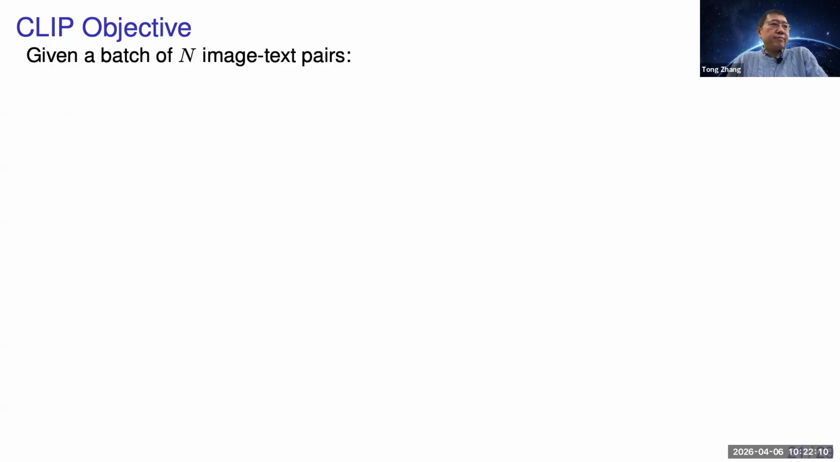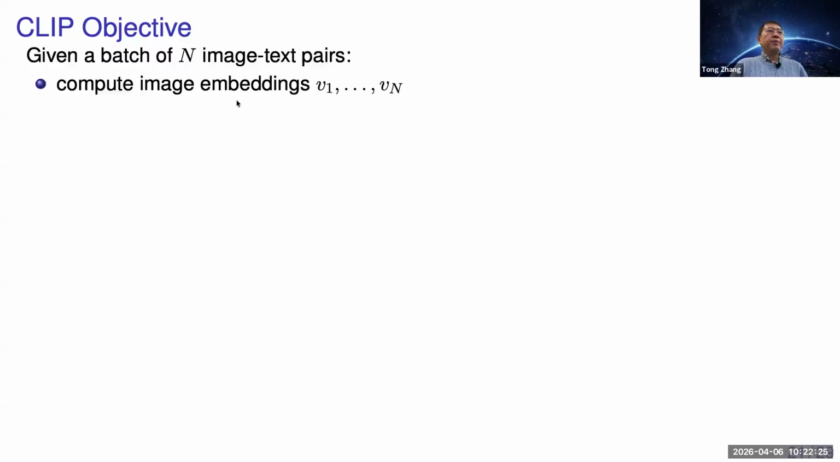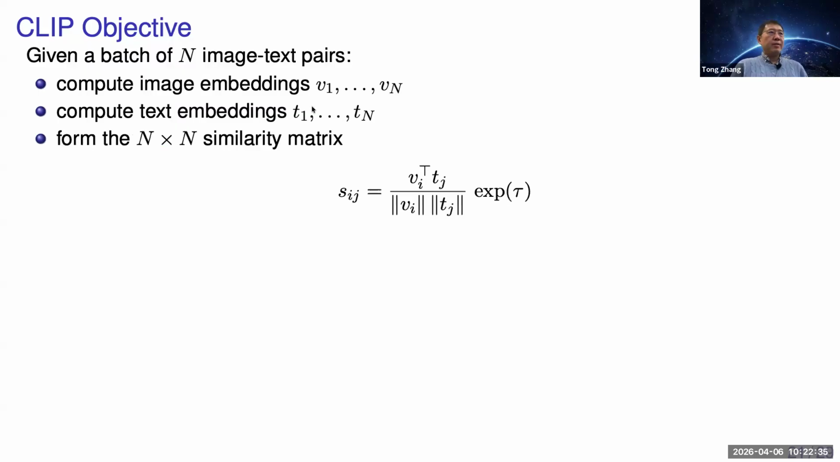So let's look at the CLIP objective. This one is pretty standard. We already talked about that. When you look at the picture, you already see it's a batch of N image-text pairs. Compute the image embeddings, say using ViT, and text embeddings, say using BERT. Then you align them. You form a similarity matrix. This is basically cosine similarity.